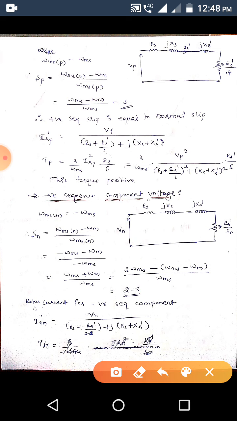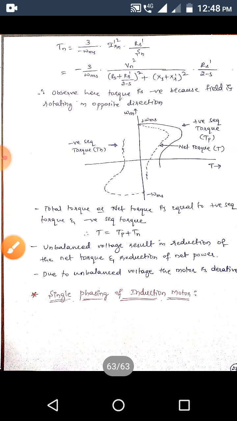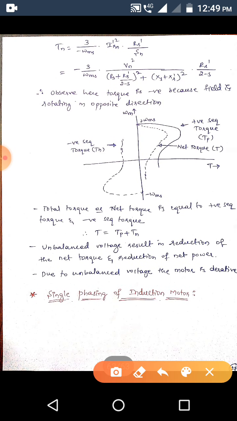So for the positive sequence slip we get the normal slip s here. For the negative sequence component we get the slip as 2 minus s here. So then the rotor current for the negative sequence component will be given as Irn prime equal to Vn divided by Rs plus R prime divided by the slip, that is 2 minus s, plus j (Xs plus Xr prime) here. So then write the torque equation.